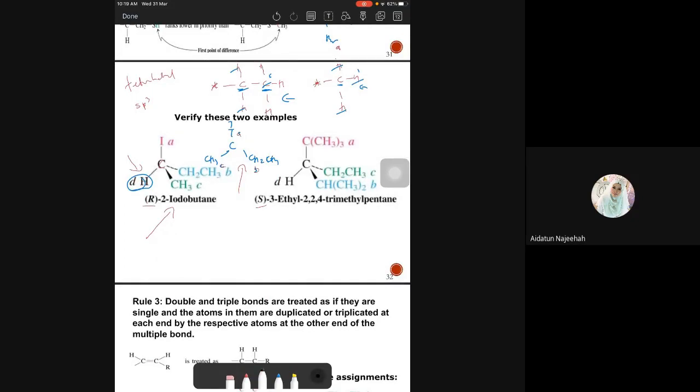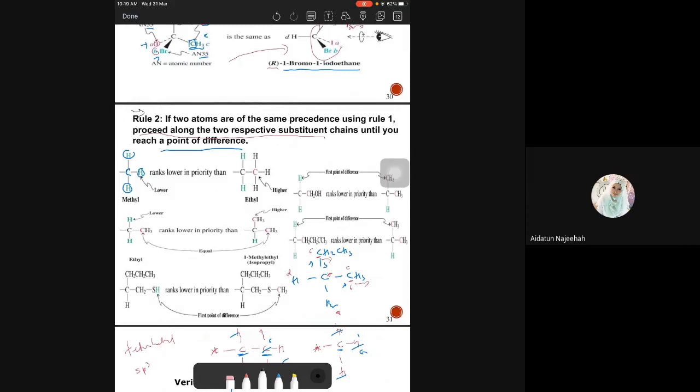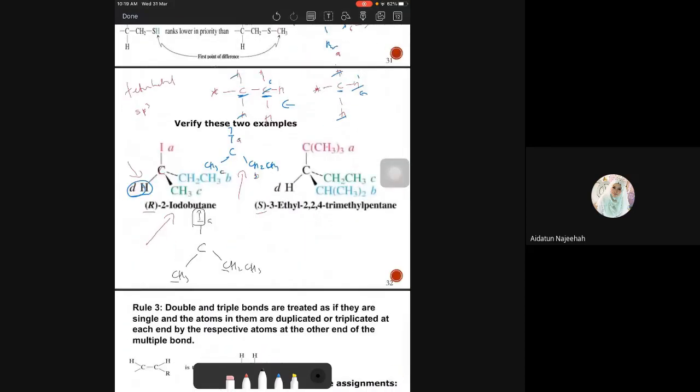Okay, you have C, and then with iodine on top, and your CH3 and this CH2, CH3. Okay, the priority has also been given. This would be A, but if you want to determine, iodine will have higher priority because this is having higher atomic number compared to carbon and carbon. And between these two carbon, they are the same, but using rule number 2, which is this one, okay, the first point of difference is same hydrogen, hydrogen, but it has another carbon. So this would be B and this is C.